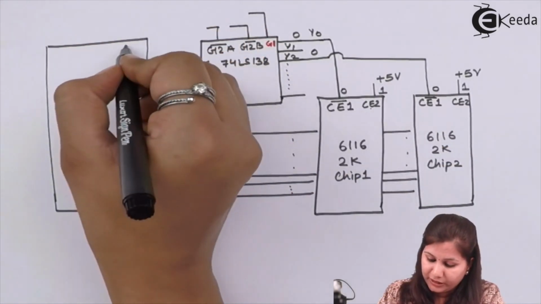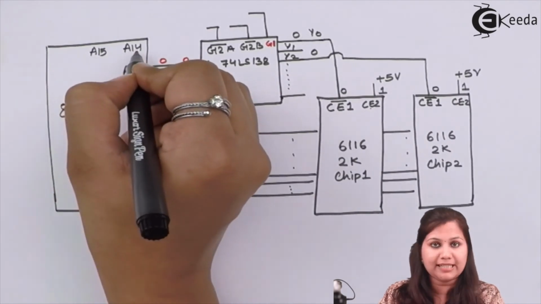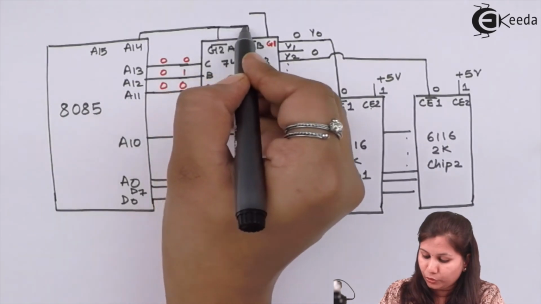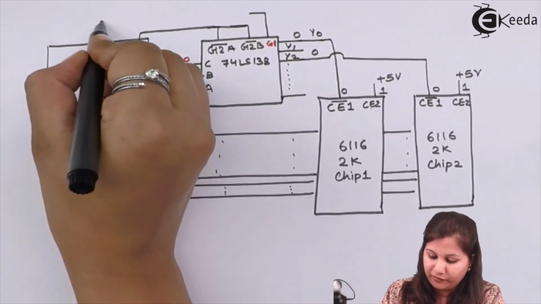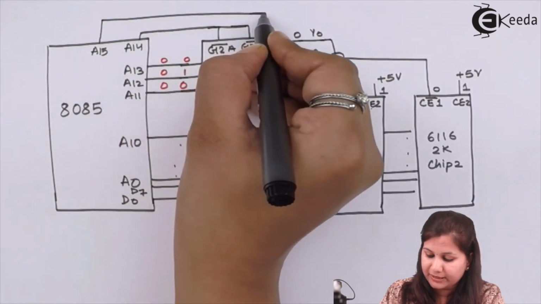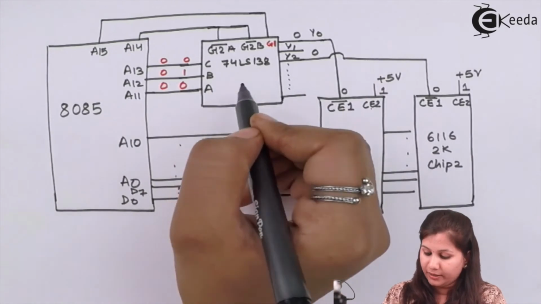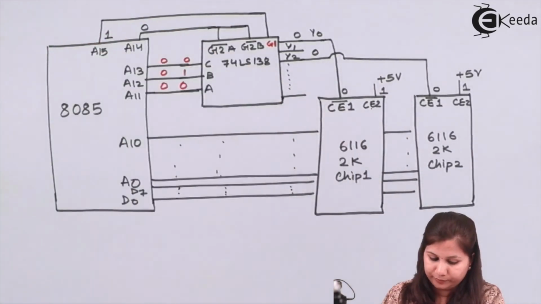Now we are left with A14 and A15. A14 is at logic 0, so it will be connected with the two active low enable lines of the decoder. A15, because it is always at logic 1, will be connected to the active high enable line of the decoder. So it is at 1, it is at 0.